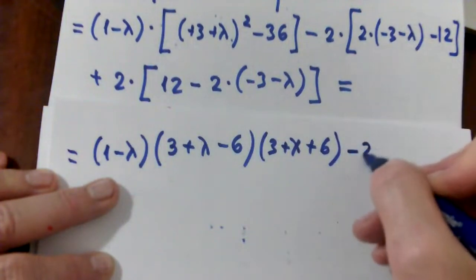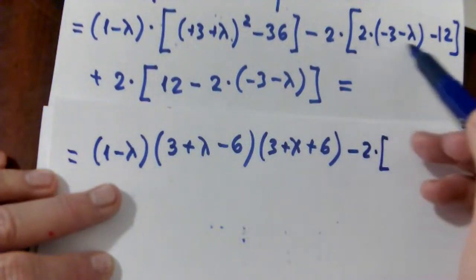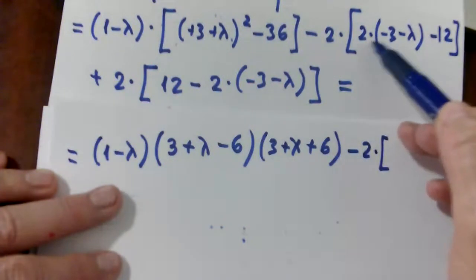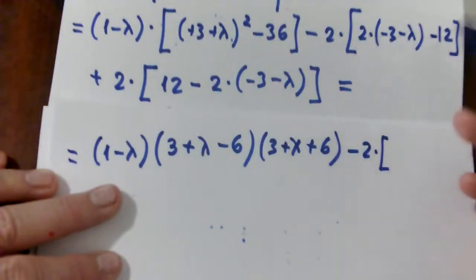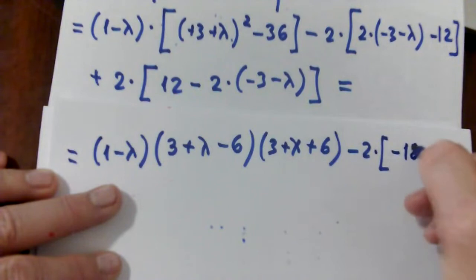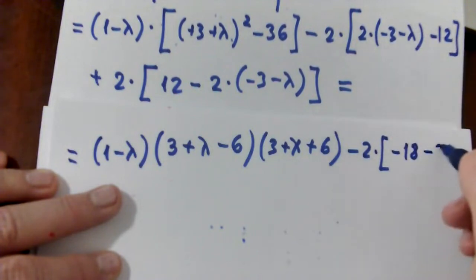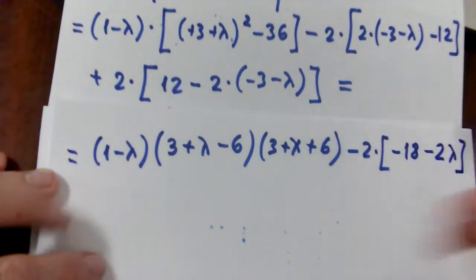As for this one, I think we need to do these simplifications inside brackets. Let's do it. Minus 6 minus 12 will give us minus 18, and this times this will give us minus 2 lambda.